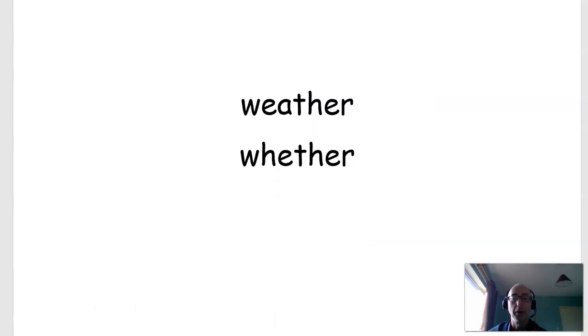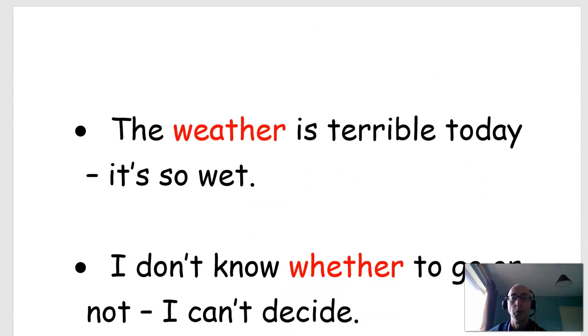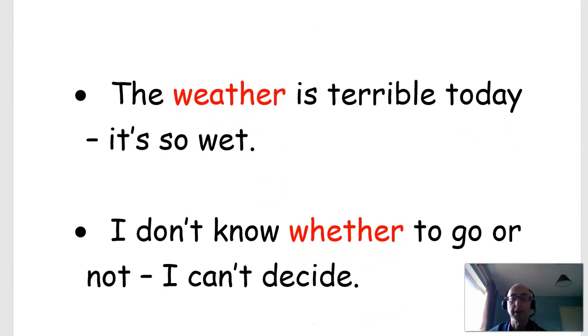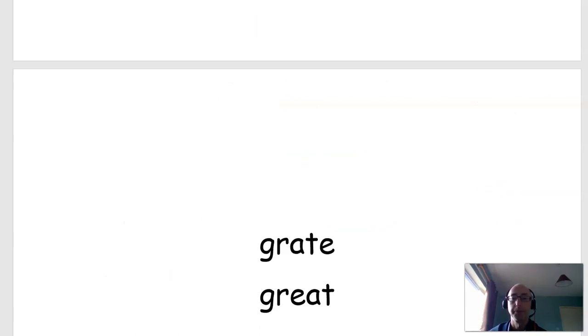Weather and whether. The weather is terrible today. It's so wet. That is a noun, of course. I don't know whether to go or not. I can't decide. So that is that we use it like if, and that is a conjunction. So there are two different types of words.